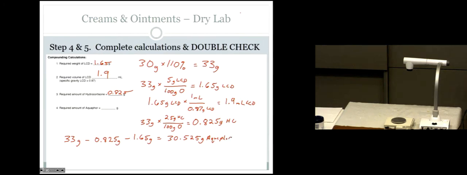Everyone get 30.525? Or did I screw anything else up? What possibly else could I have screwed up on that? Wait a minute. What did we say hydrocortisone is? It's a powder, right? It's a solid. So aren't we going to have to levigate it? Yes, we're going to have to levigate it.